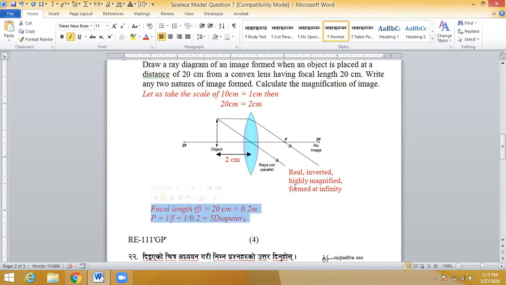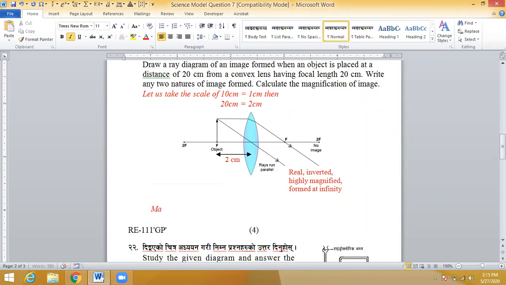So in this question we have to find the magnification, and to find magnification we know our formula is image distance upon object distance, right? We can use here image distance upon object distance.